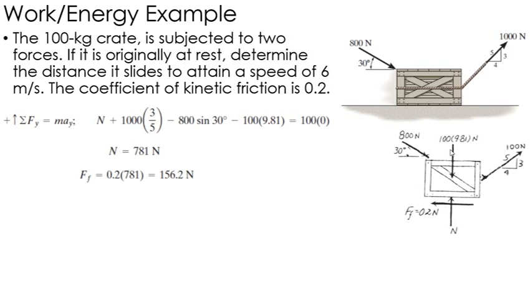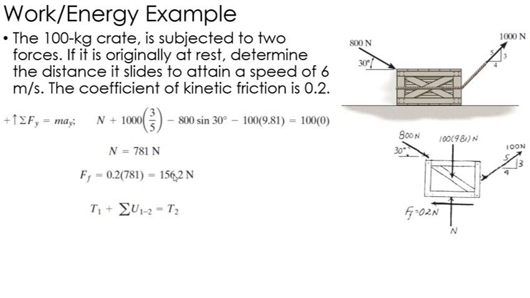Which tells me that my friction force is 0.2 times 781. Now, again, my motion is horizontal here, which is why I needed to find the friction force, because I needed to find the work of all of these forces horizontally. The two vertical forces create no work because there's no displacement in the vertical direction. So I only want forces that have a horizontal component, which is the 800, the 1,000, and then the friction force, which we now know to be 156.